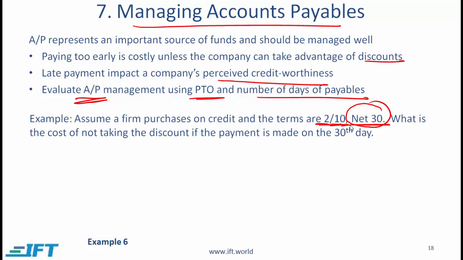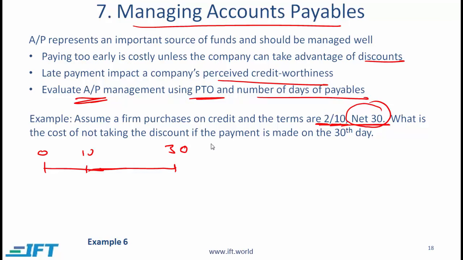Let's say you pay at the end of 30 days. What effectively is the cost of not taking the discount? You need to find the effective return here, or the effective rate. How do we do this? This is day 0. You could pay on day 10 and get a 2% discount. If you don't do that and pay on day 30, what is the effective annualized rate?